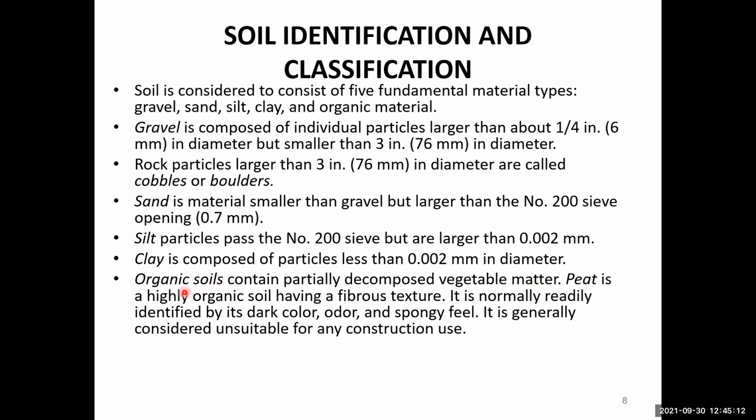So organic soils also have a few types. One of them is peat. Peat is a highly organic soil having a fibrous texture. It is normally readily identified by its dark color. It also has an odor or smell and a spongy feel. So it is generally considered unsuitable for any construction use.